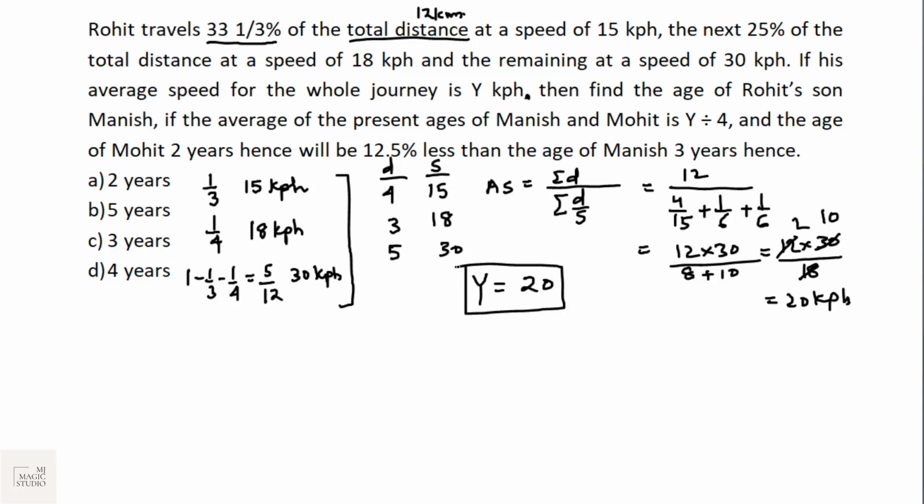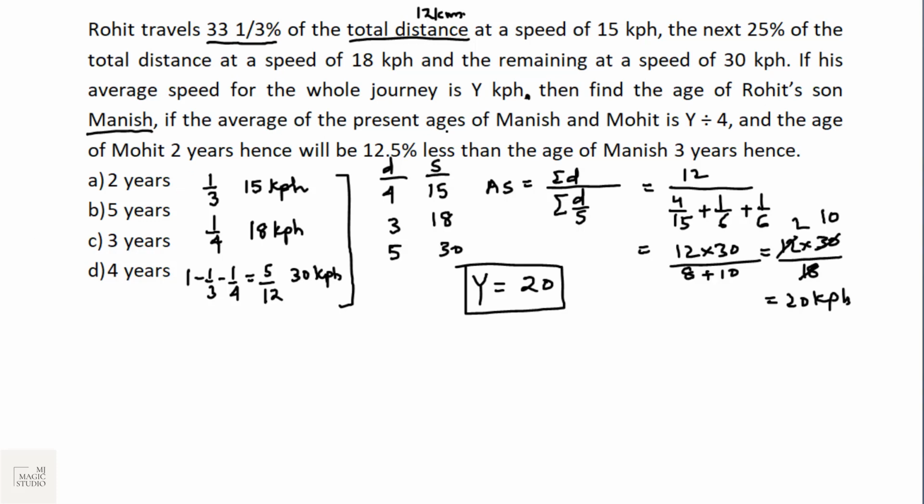It depends upon us how quickly we can calculate the value of y, and hence we can go and read the second portion of the question, and the chances are this you will get in round 1 itself. Now the question is, find the age of Rohit's son Manish. We need to find the age of Manish.